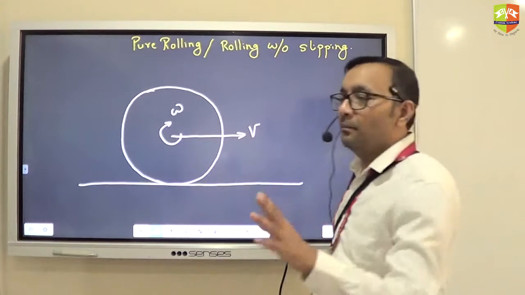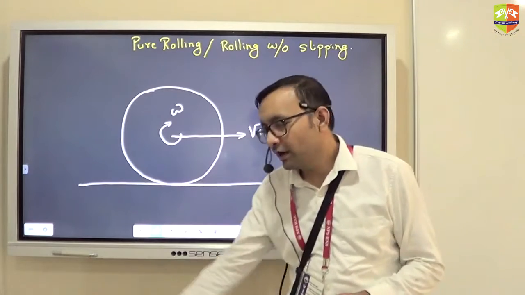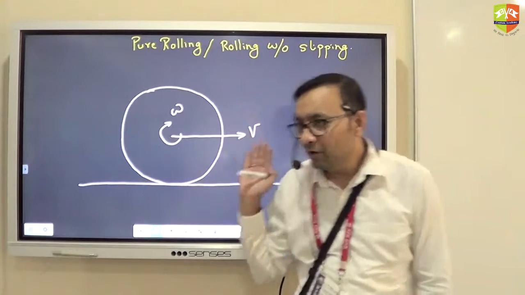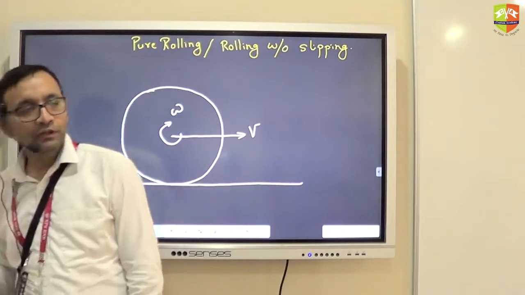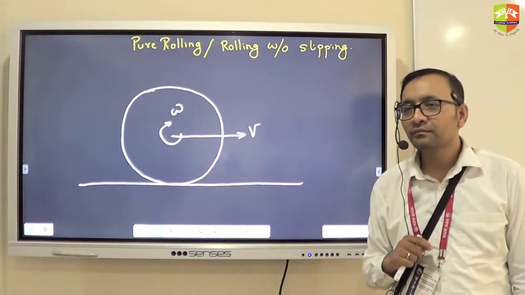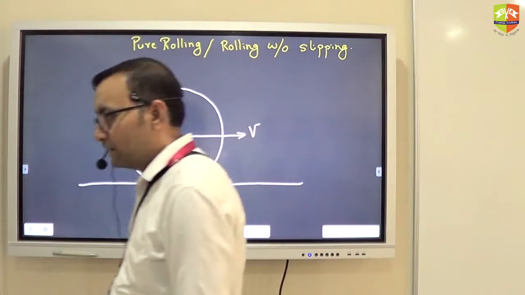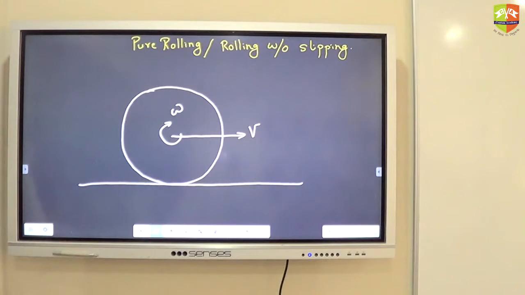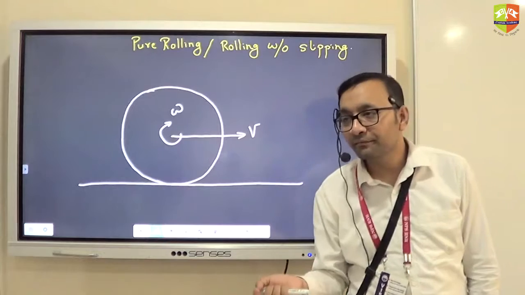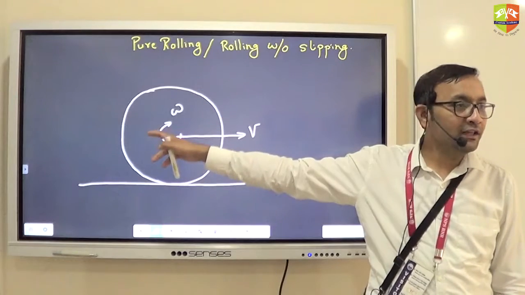Correct. So most of the time the objects will roll on a stationary surface or not? Suppose on the ground it is moving, or on an inclined plane it is moving. The ground is at rest, the inclined plane will be at rest, right? So most of the time the surface will be at rest. So what should be the velocity of the object at a point of contact for no slipping? Zero, right? The surface is at rest. So at a point of contact, the velocity or the acceleration, whatever it is, should be zero if there is no slipping. Got it?